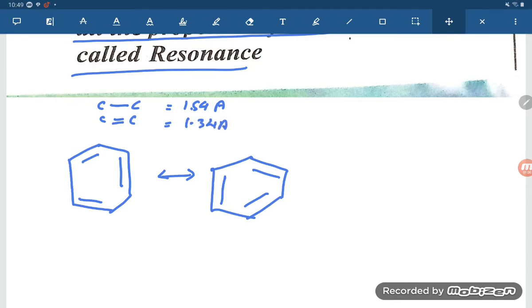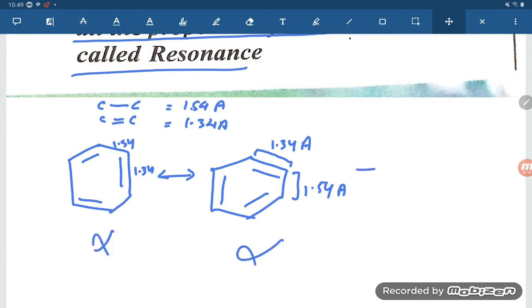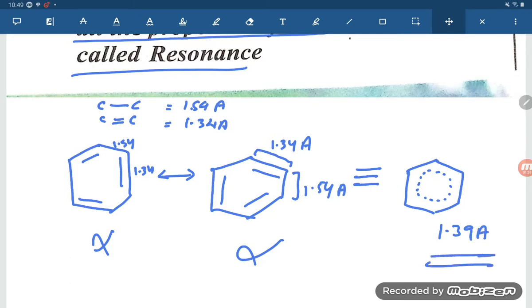So this bond, as a double bond, should be 1.34, and this single bond should be 1.54. But this is not happening. What is the actual bond length, students? The experimental bond length is 1.39 angstrom. 1.39 angstrom. So what is resonance?